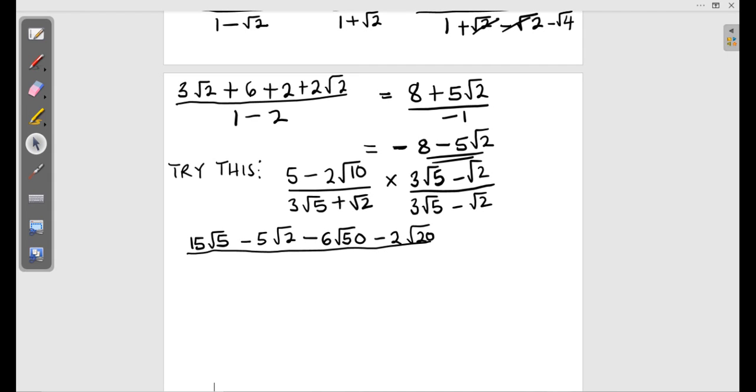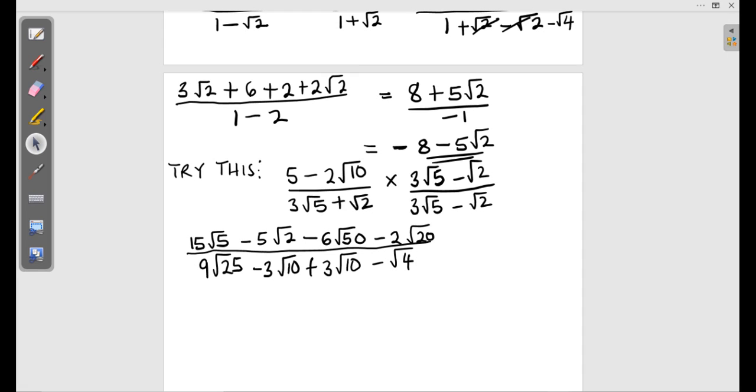3 root 5 times 3 root 5 will give us 9 root 25. 3 root 5 times minus root 2 will give us minus 3 root 10. Root 2 times 3 root 5 will give us plus 3 root 10. Root 2 times minus root 2 will give us minus root 4.